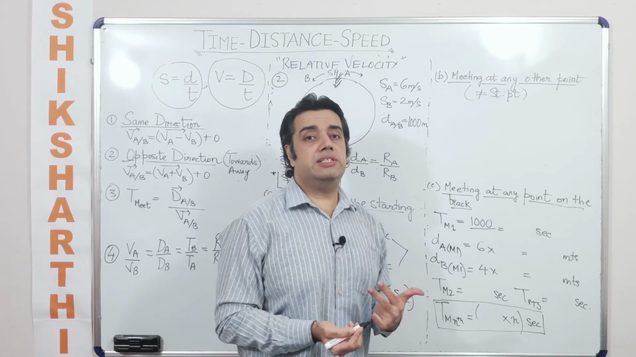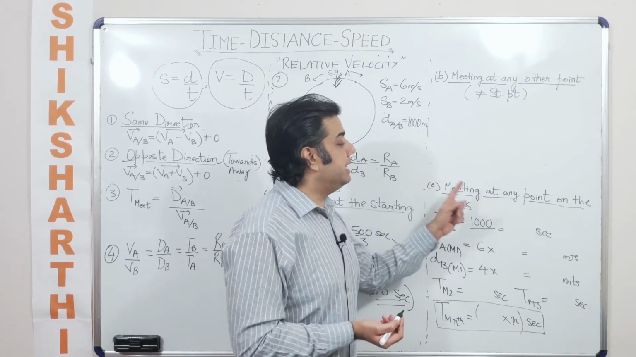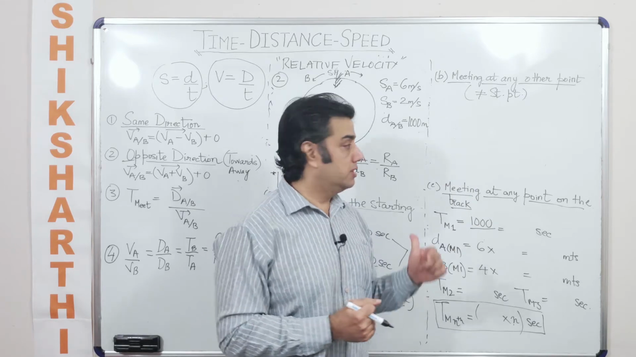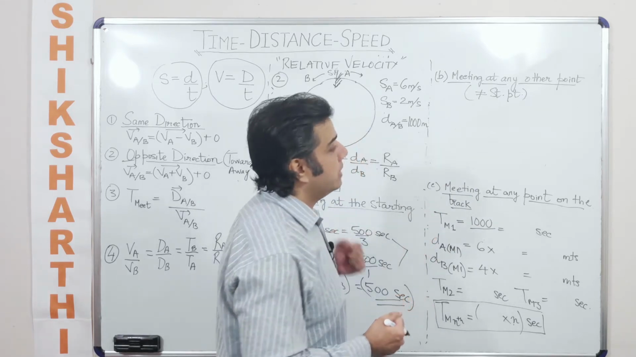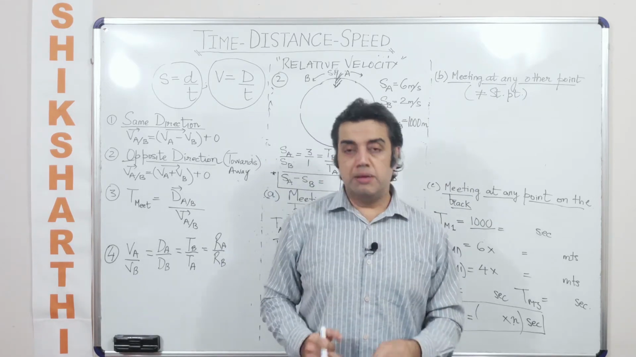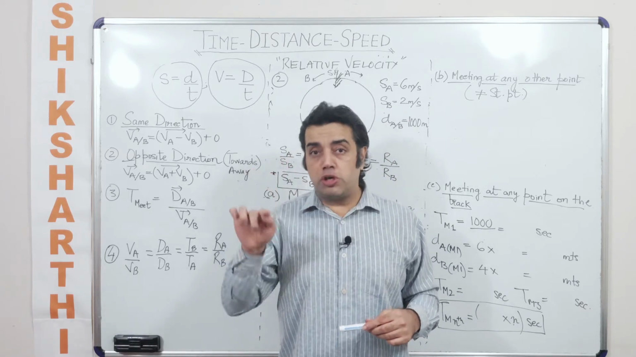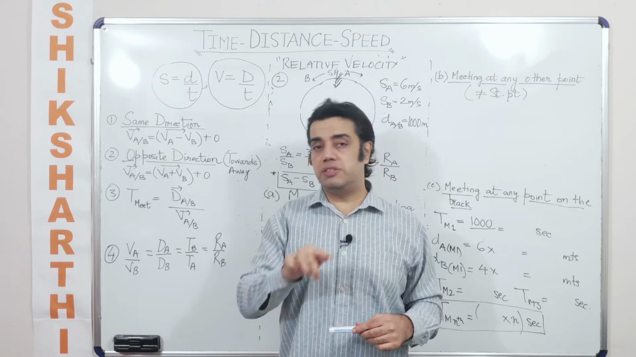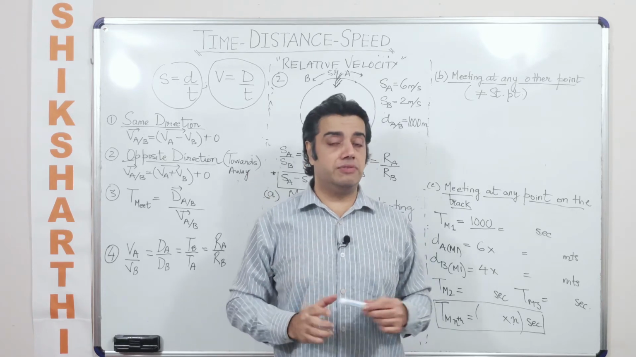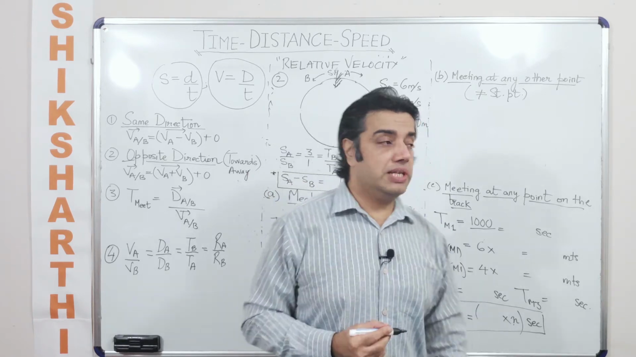To start off the discussion, we would start off with meeting at any point on the track, which takes care of the starting point also and a point other than the starting point, because in this case we are talking holistically about at which points on the circular track they would be meeting with each other. Okay, so let's start.